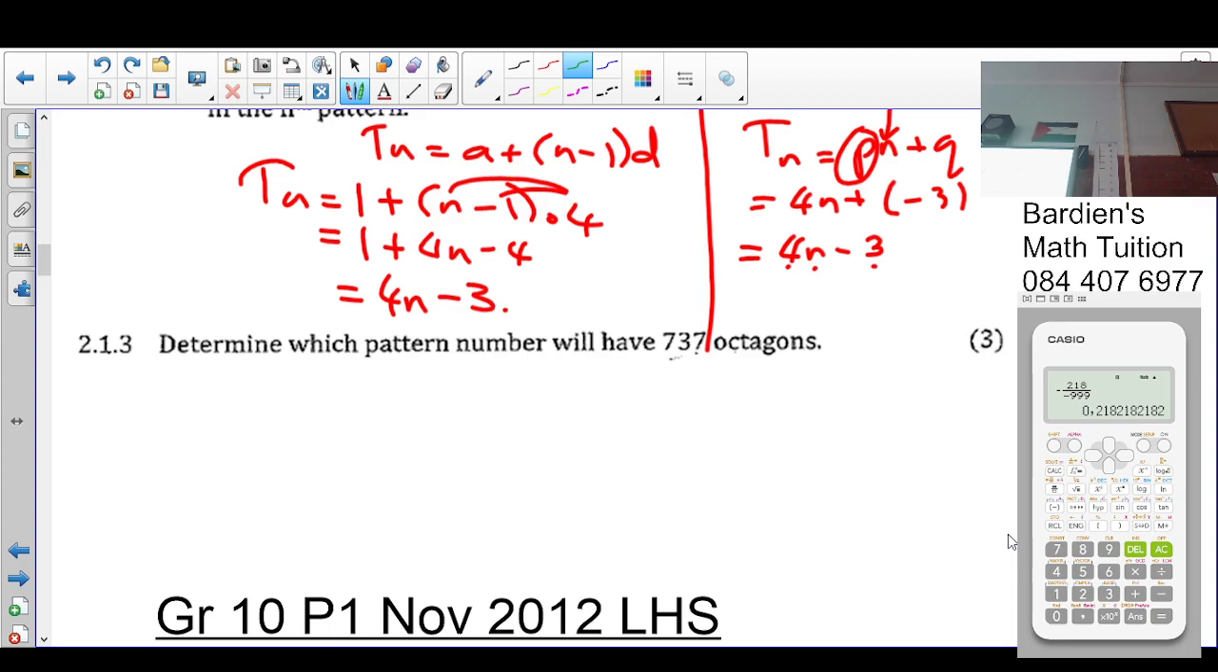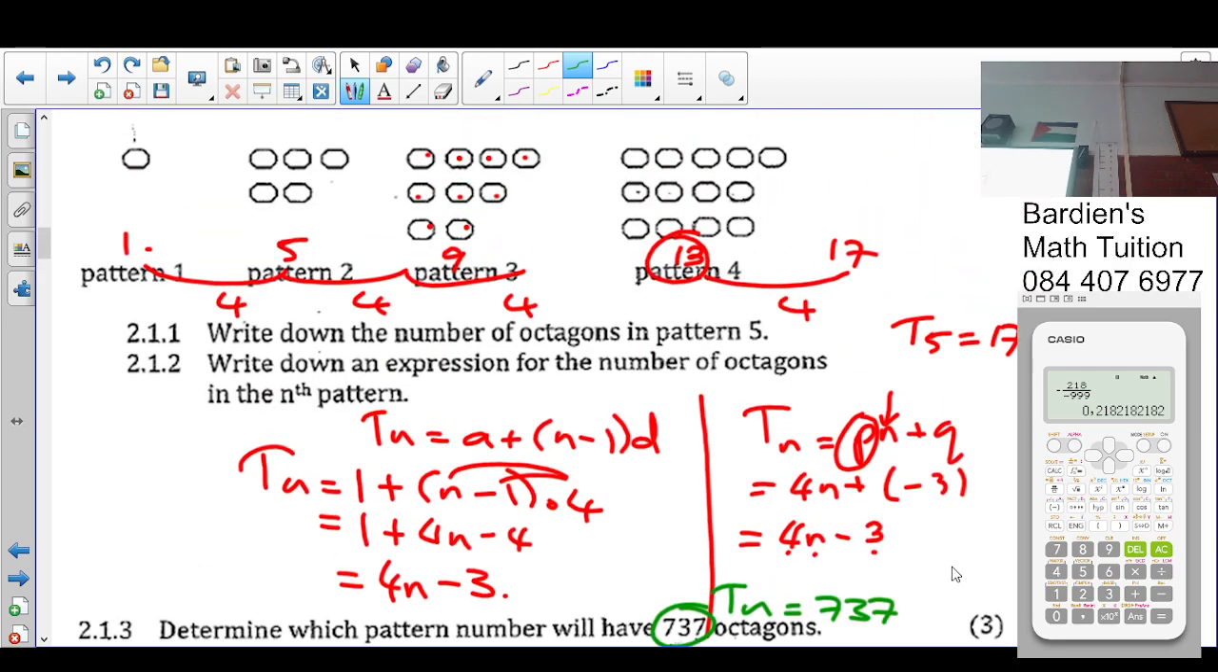So again, determine which pattern number will have 737 octagons. So in other words, we're going to calculate n here. So Tn, the nth term, is 737. Or, to put it in perspective, if you extend this pattern here, then which term will have 737 octagons? Okay. Now, of course, we're calculating n here.